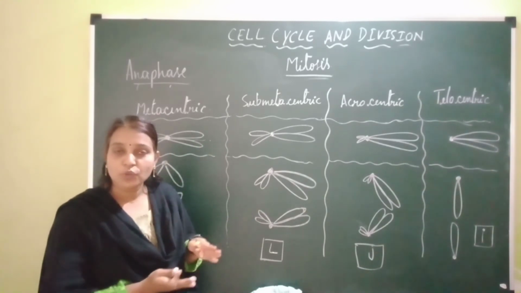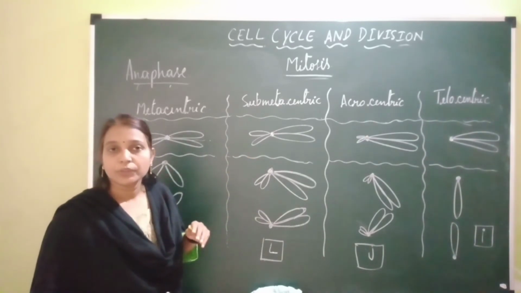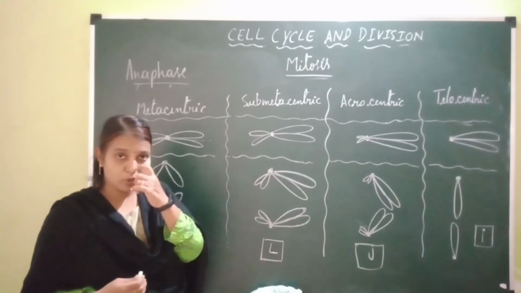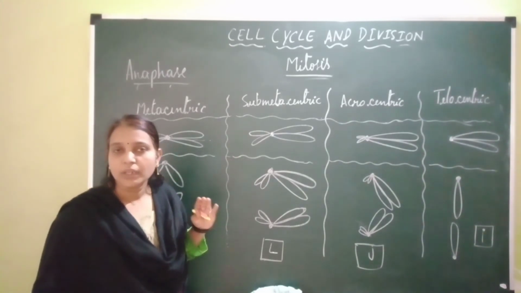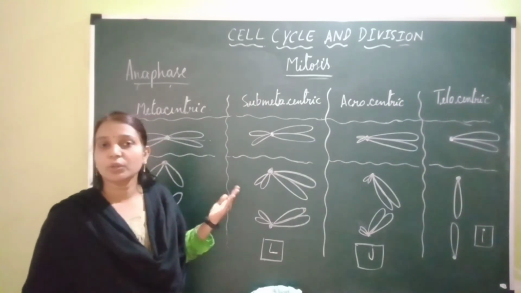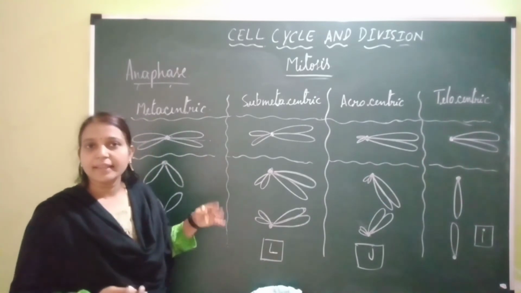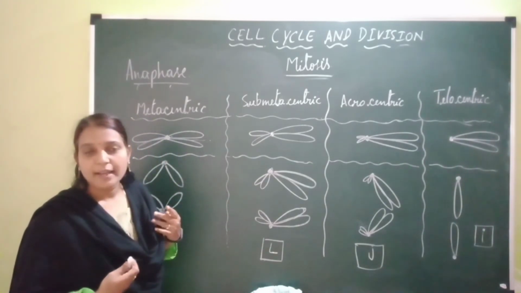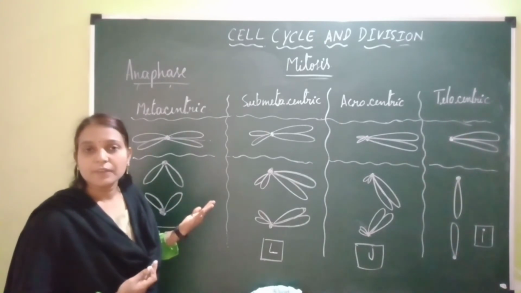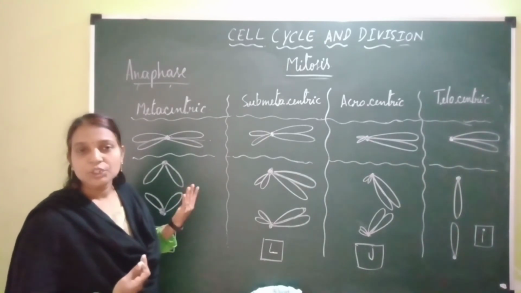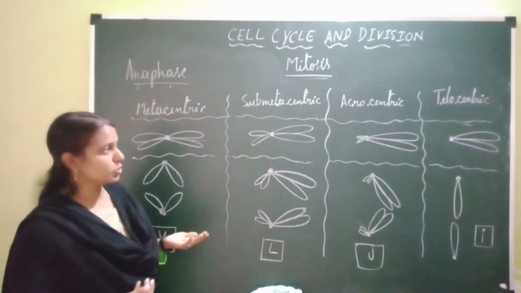Due to the expansion of interzonal fibers, they are pushed towards two opposite poles of the cell. Due to the dissolution of chromosomal fibers, they are pulled towards two opposite poles of the cell. So chromosomes are both pushed and pulled during anaphase, and during their movement, they appear in different shapes. Anaphase is the best phase to study the shapes of chromosomes, whereas metaphase is the best phase to study the number and morphology of chromosomes.